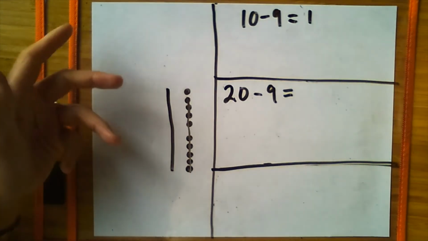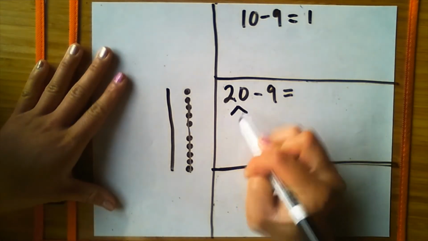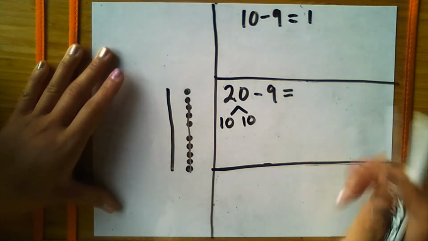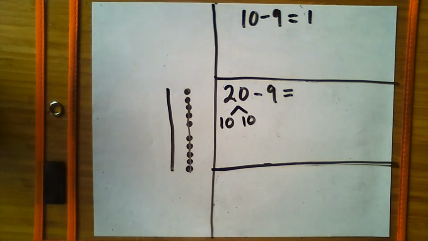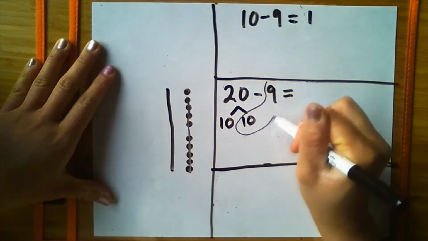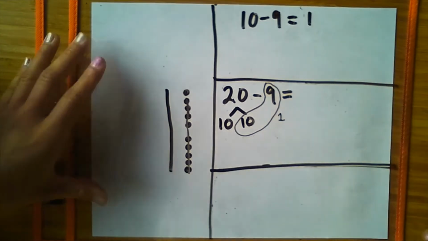20 minus 9 equals, now watch, we're going to break 20 using a mini number bond. We're going to break it up into 10 and 10. Now, watch. 10 minus 9 equals 1.